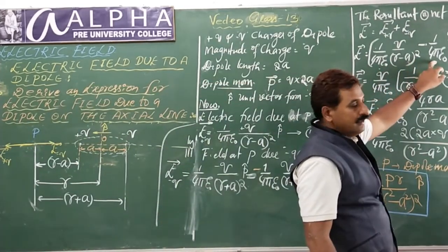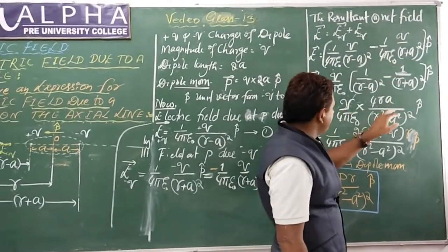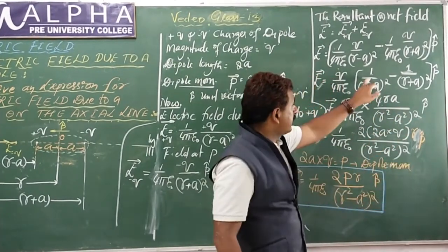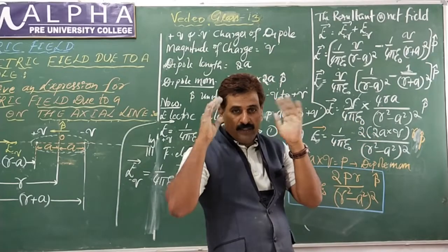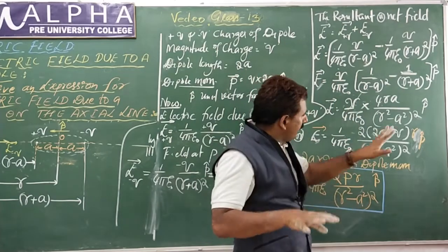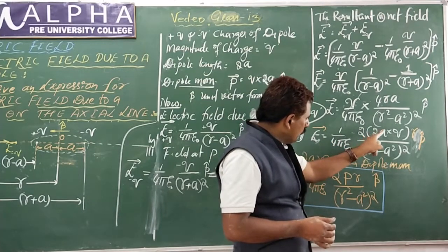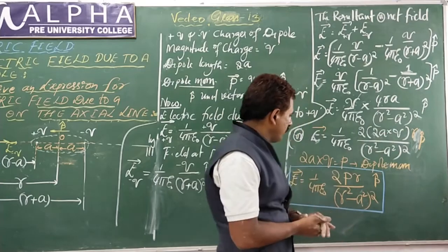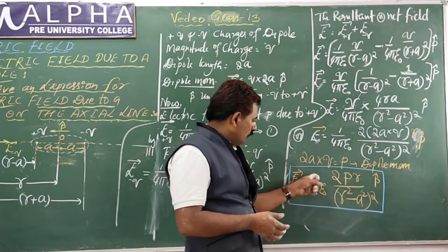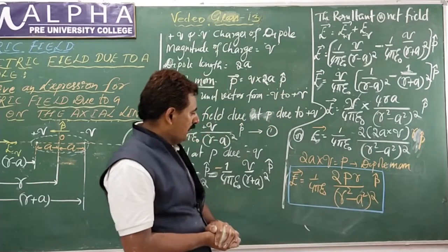Then you took the common term q by 1 over 4 pi epsilon 0. Then the LCM: straight away write 4ra by (r square minus a square) whole square. You have learned LCM in detail in 9th and 10th standard; you need not show all that. Write this expression, that's it. Then finally, 1 over 4 pi epsilon 0, 2 into 2aq by (r square minus a square) whole square, where 2aq is p. Therefore, 1 over 4 pi epsilon 0, 2pr by (r square minus a square) whole square.